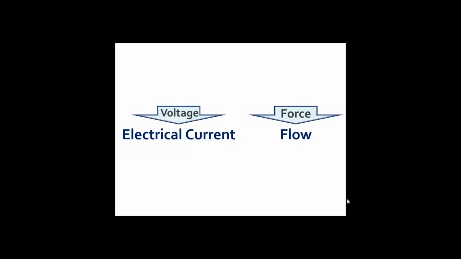The force that we use for water flow is gravity, or pounds per square inch water column, head, however you want to describe it. The force for electrical current is voltage. It's measured in volts, and it's just referred to in general as voltage, but it's really EMF, electromotive force. It's the electrical force that motivates the electrons to move.